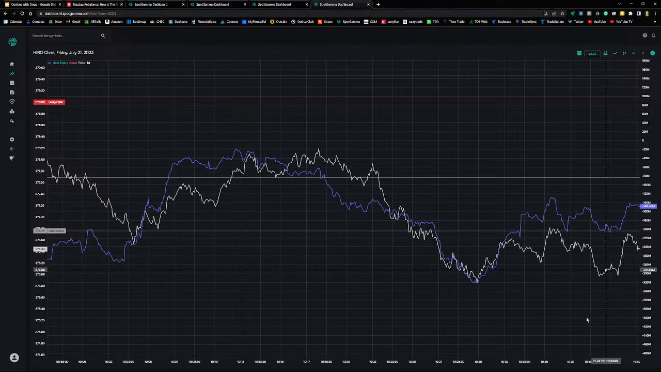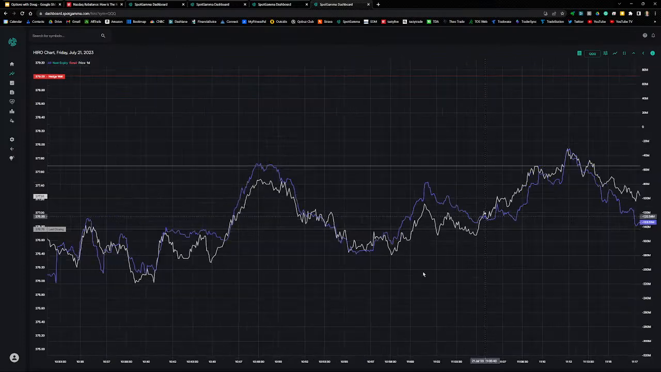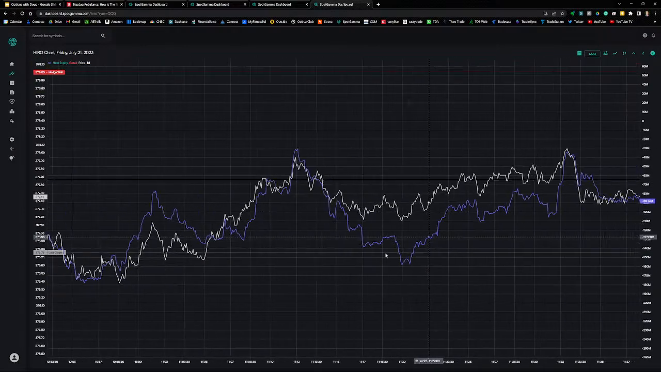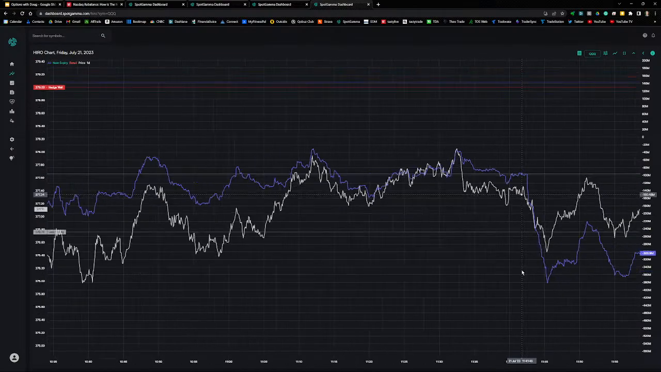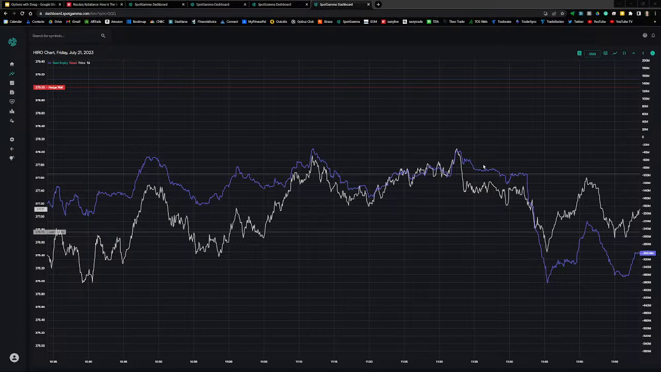And then the next at 11:30. Next at 11:30, just right around the 378 level again. Hero falls, price falls. All setups in line with my thesis, bearish thesis for the day.